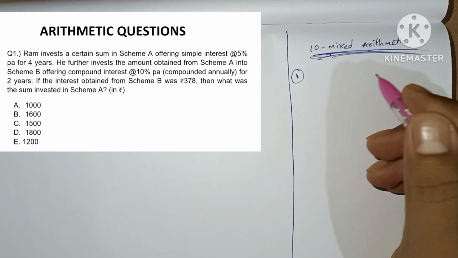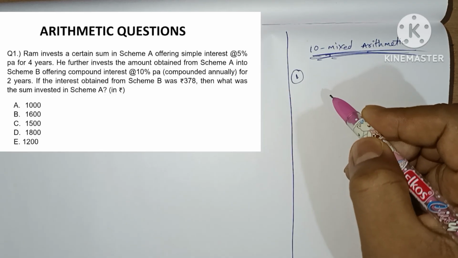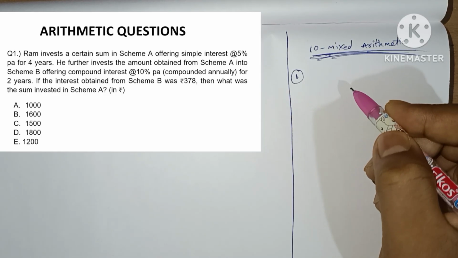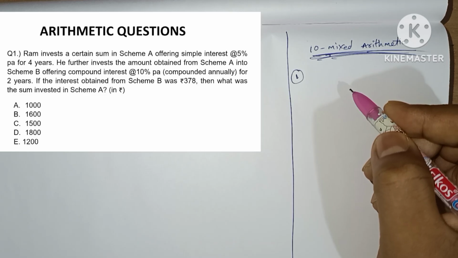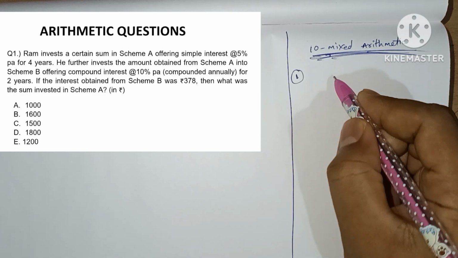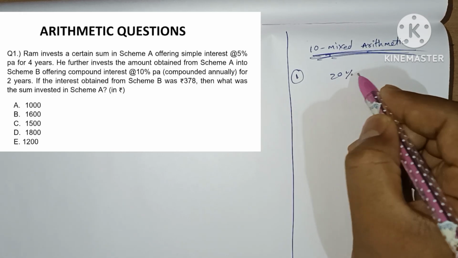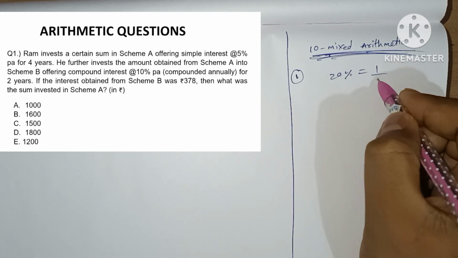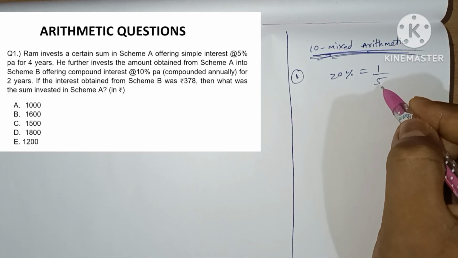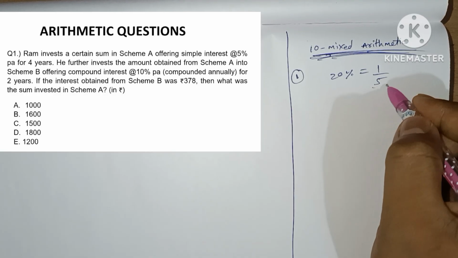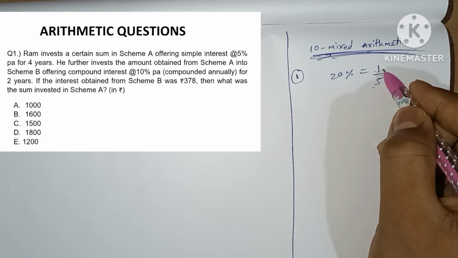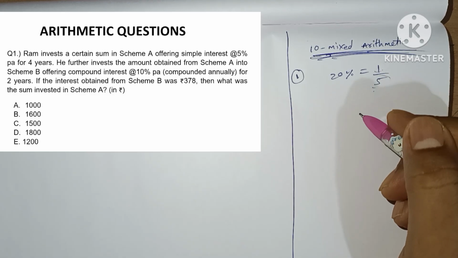Let's get started with question number 1. Ram invests a certain sum in a scheme A offering simple interest at the rate of 5% per annum for 4 years. So the total interest he gets will be 4 times 5, which is 20 percent. 20 percent is nothing but 1/5. So for a principal of 5 units he gets 1 unit of profit. Okay, let's see further.